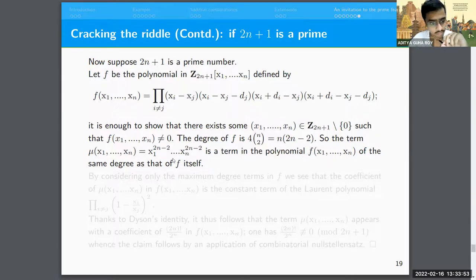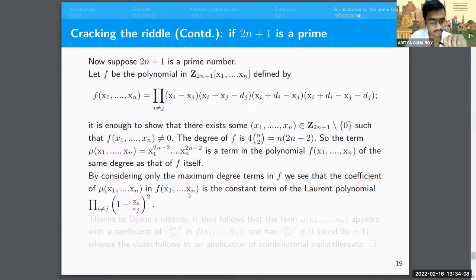So the term mu x1 to xn, which is x1 to the power 2n minus 2 times so on to xn to the power 2n minus 2, is a term in this polynomial, and it has the same degree as polynomial f itself. So by considering the maximum degree, we just remove the lower degree terms from there, and we consider what remains. We see that the coefficient of mu x1 to xn in f is just the constant term of the Laurent polynomial, the product over i not equal to j of 1 minus xi by xj to the power 2, because we just divide them and we see we get this.